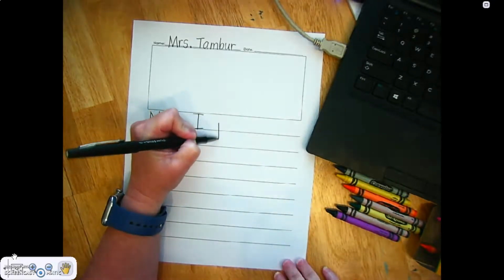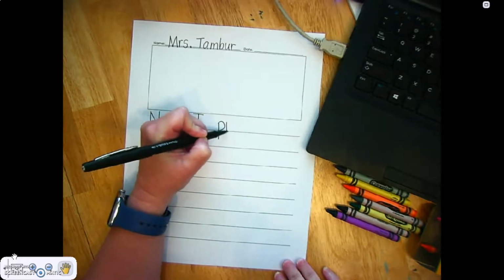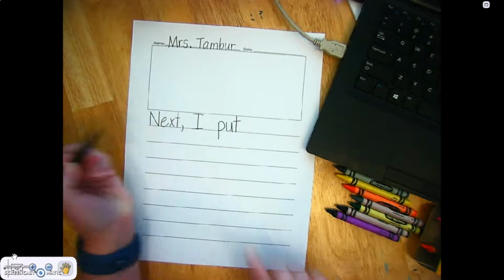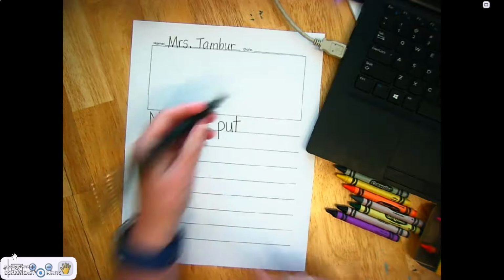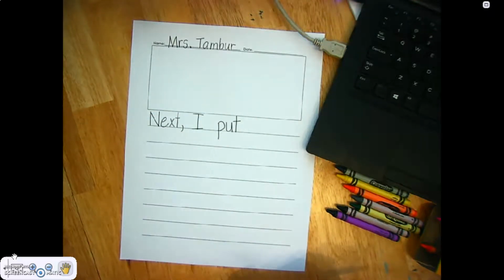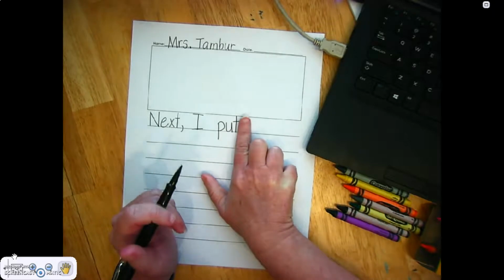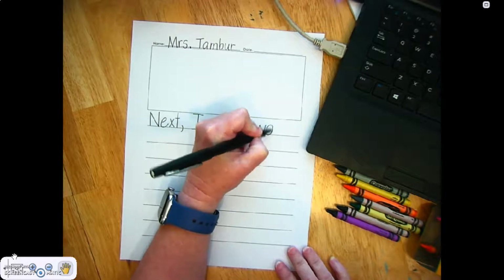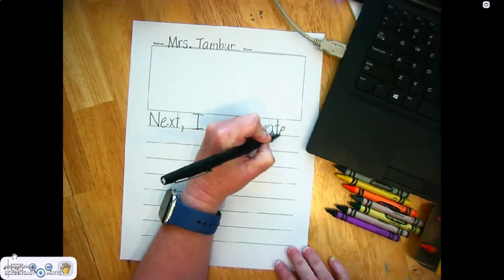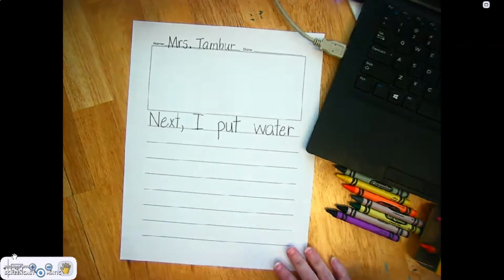finger space, put, sight word, P-U-T. So I need to have some water in first. And do I want cold or warm water? I want warm water. So I could add that detail, but I'm just going to put water. Water. And one thing that I love to see a lot of in the sink is bubbles. I love lots of bubbles in my sink when I'm washing dishes.